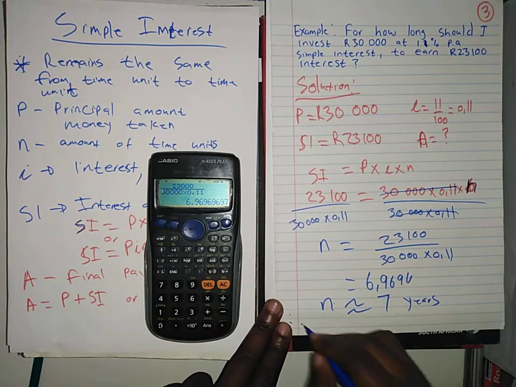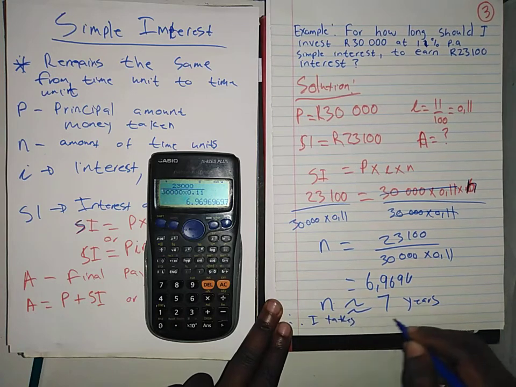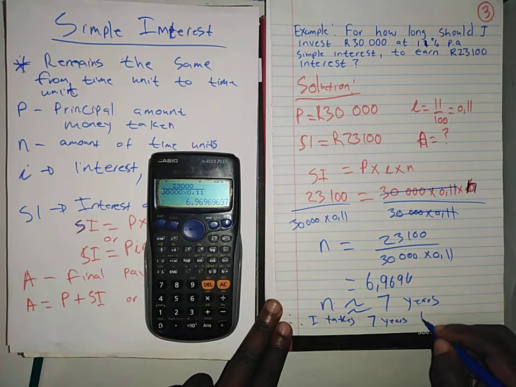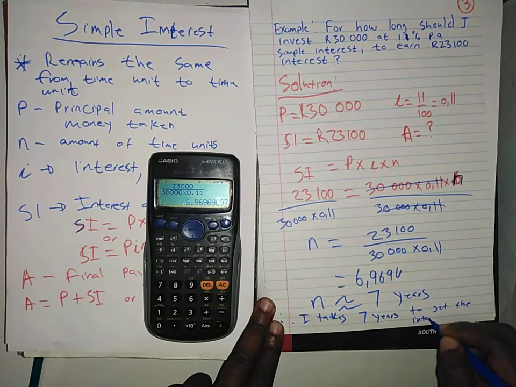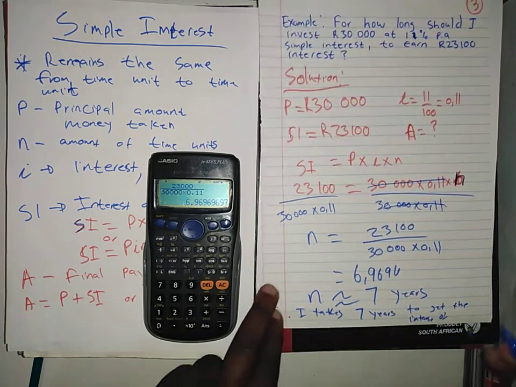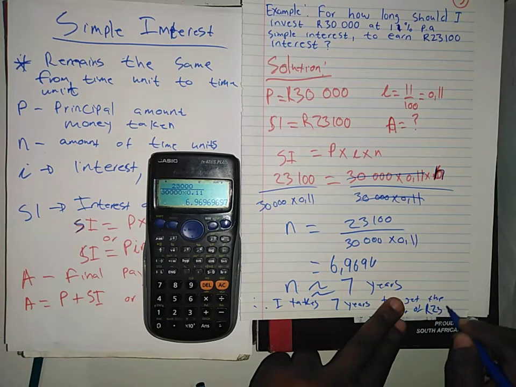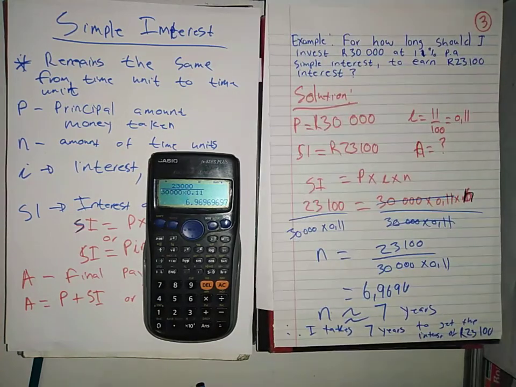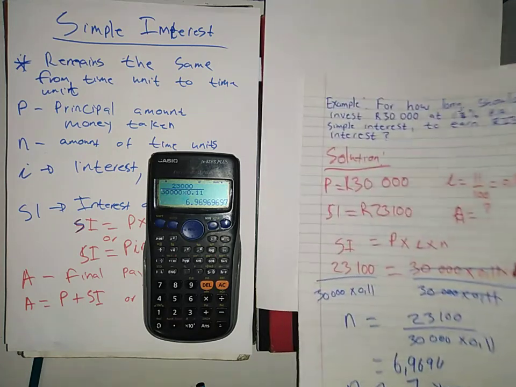So you answer: it takes 7 years to get the interest of 23,100. That is the amount of time that it will take. Can you see that? Wonderful. Let's go to the next question.